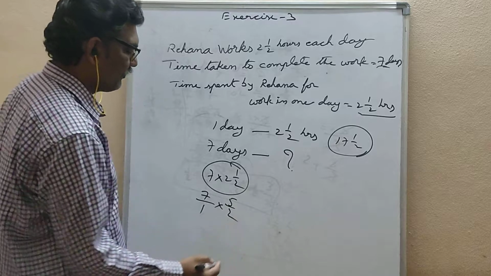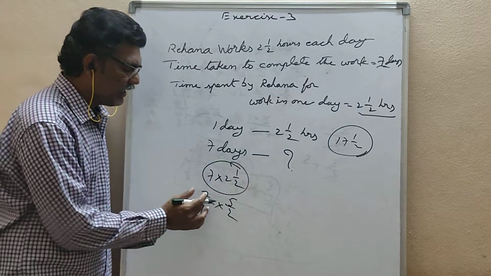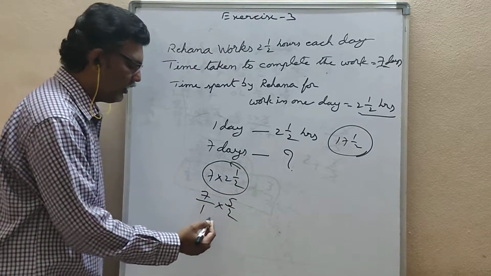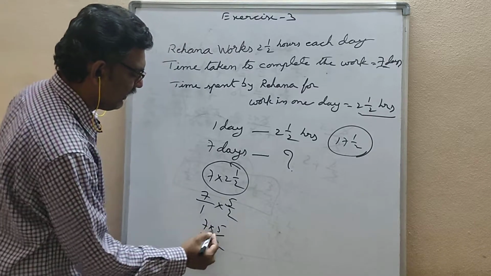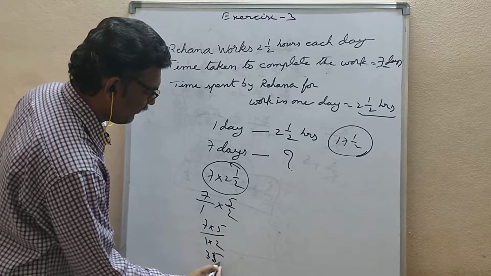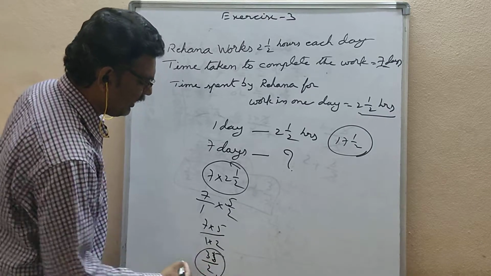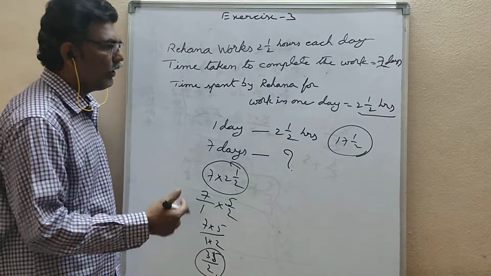5 by 2. Now multiplication I already said to you, numerator into numerator, denominator into denominator. 7 5s are how much here? 35. And 2 1s are how much? 2. 35 by 2. So 35 by 2, what do you have to do?